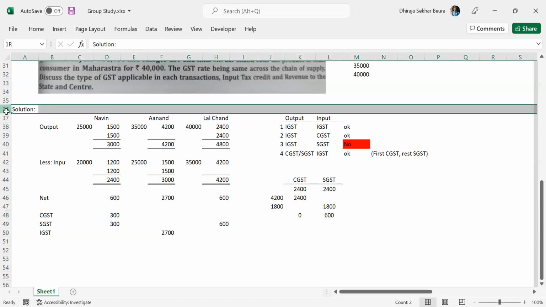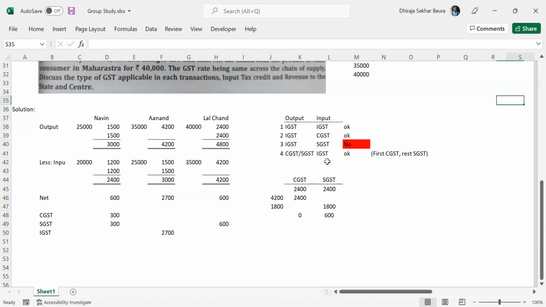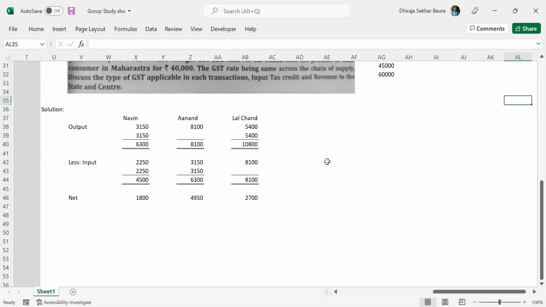I have to practice this at least once. Okay, no problem. All right. So, okay. Now moving to the other side.